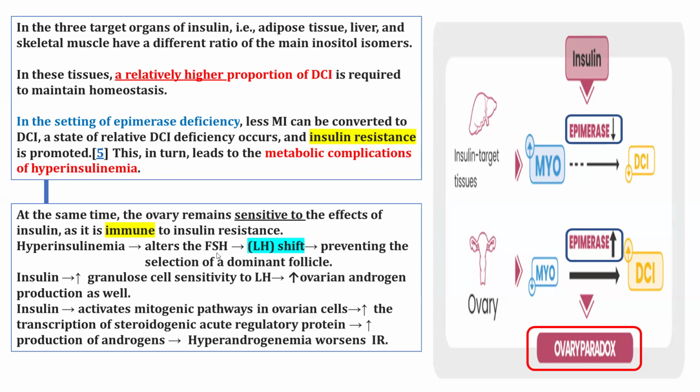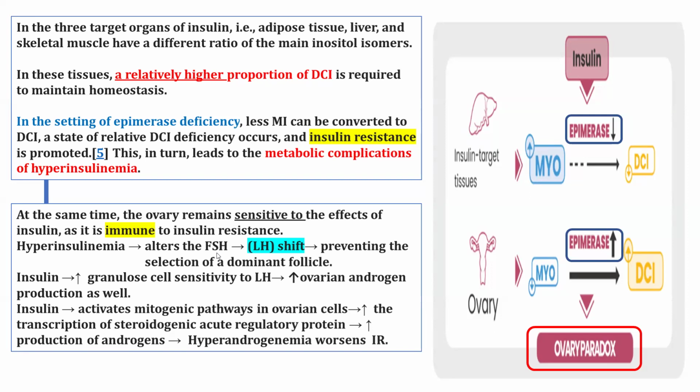And if there is epimerase deficiency in these tissues, less myo can be converted to D-chiro because there is no enzyme. And this will lead to D-chiro inositol deficiency in these tissues, and insulin resistance is promoted. And this will lead to metabolic complications of hyperinsulinemia. So this is the mechanism of insulin resistance formation, because the insulin target tissues may have some setting of epimerase deficiency and decreased D-chiro production, and this will lead to insulin resistance and metabolic complications of hyperinsulinemia.